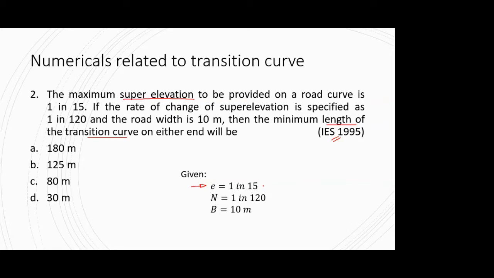This is nothing but 1 upon 15, and when you divide, you'll get the value in decimal terms. Then they have given the value of n, the rate of introduction of superelevation, which is 1 in 120, and the width of the road, that is B, as 10 meter. Now if you think over it, using only these three values, what can be done to find out the length of transition curve?